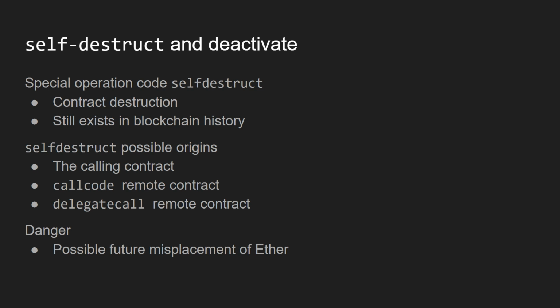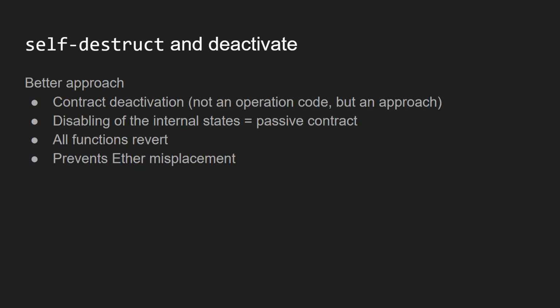There is a danger that when we destroy a contract and someone tries to send some ether to it, this ether would be lost forever. There is no way of getting it back. So a better approach, and this is the part of the title which I mentioned, it's not a special message call, it's an approach. A better approach is contract deactivation.